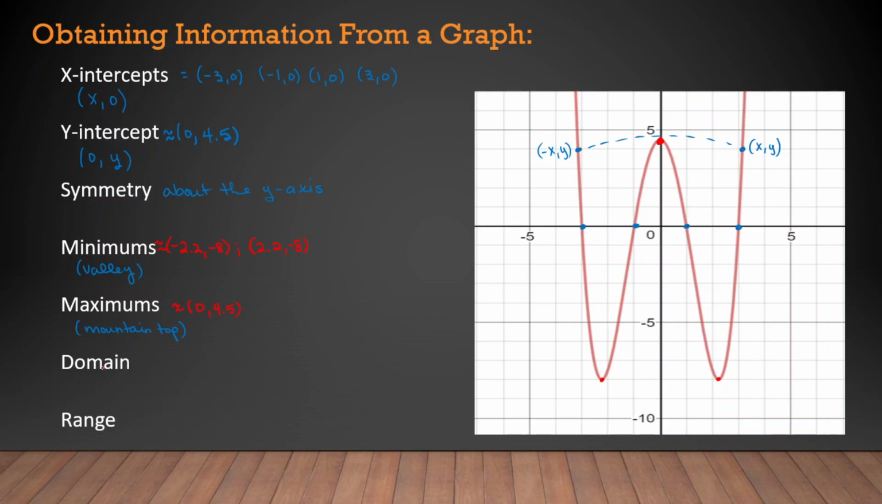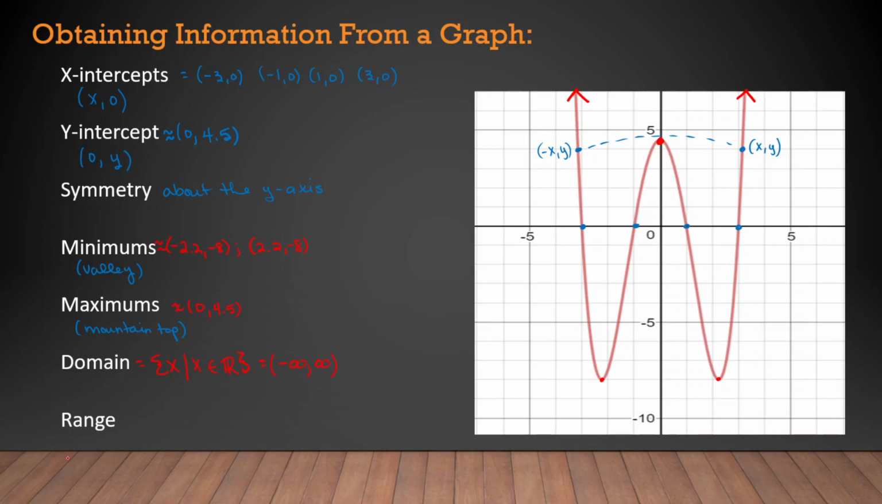Okay, domain is again the set of all x values. Okay, so let's take a look. The x values, if we're going to assume these curves keep going forever, up, that also means they keep going forever to the left and forever to the right. So this would be all real numbers. So we could write it in interval notation this way.